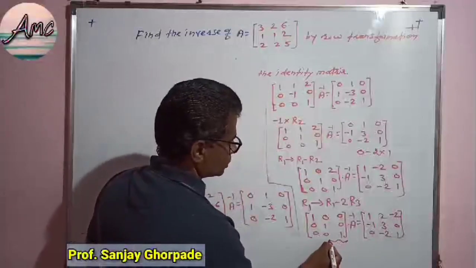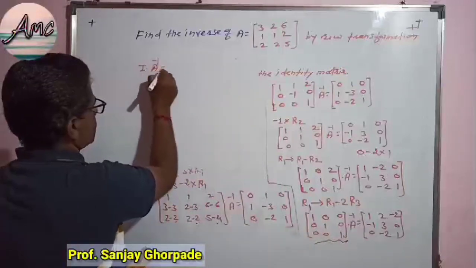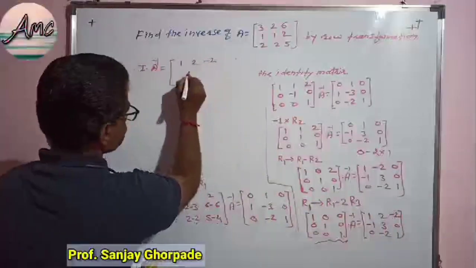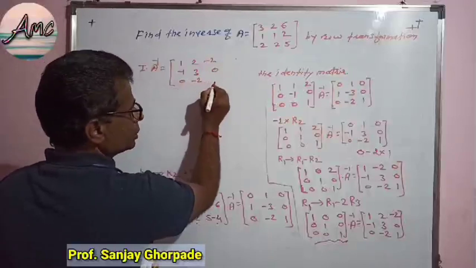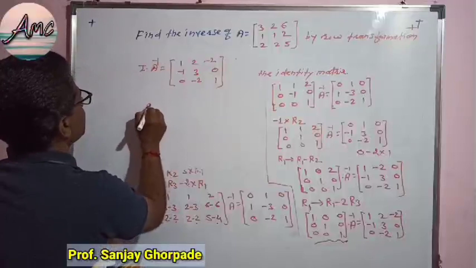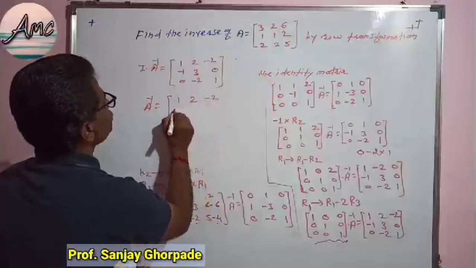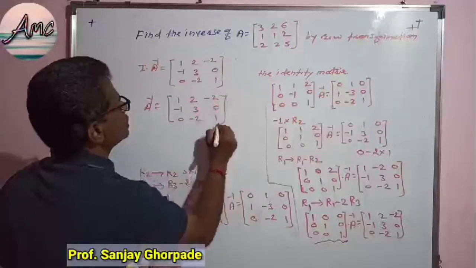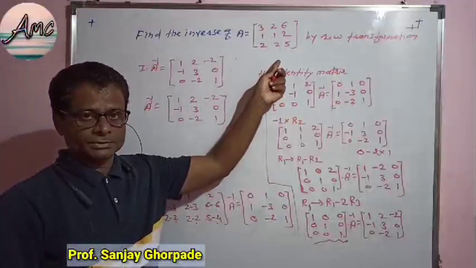Now this is nothing but what? This is nothing but the identity matrix I into A inverse equal to the right hand side matrix 1, 2, minus 2, minus 1, 3, 0, 0, minus 2, 1. So identity matrix into A inverse is A inverse, equal to 1, 2, minus 2, minus 1, 3, 0, 0, minus 2, 1. So this is nothing but the inverse of the given matrix.